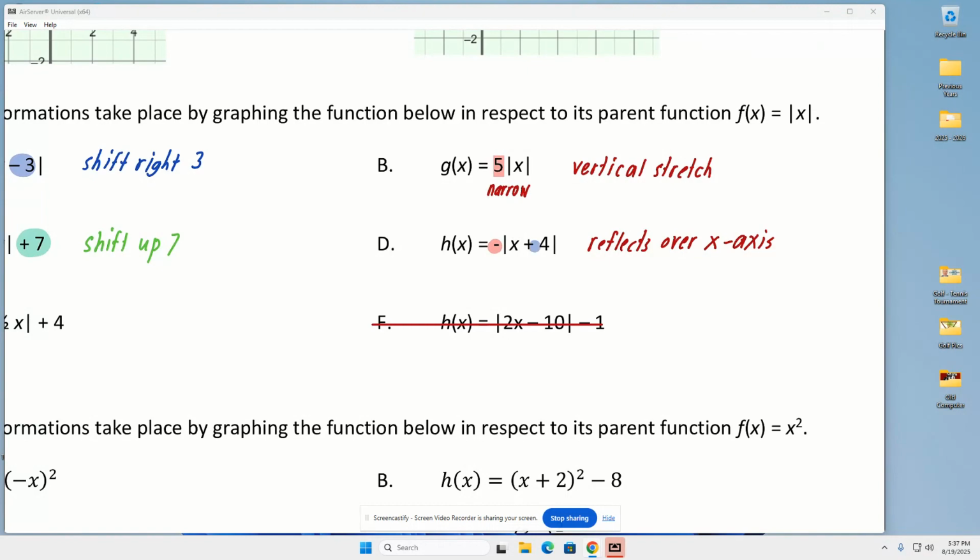But that's not all we have here. We also clearly have adding 4. That's going to be a translation or a shift. It's inside, so it's horizontal. It's inside, so it's opposite. So this is going to be a negative horizontal shift. So this thing's going to shift left 4.